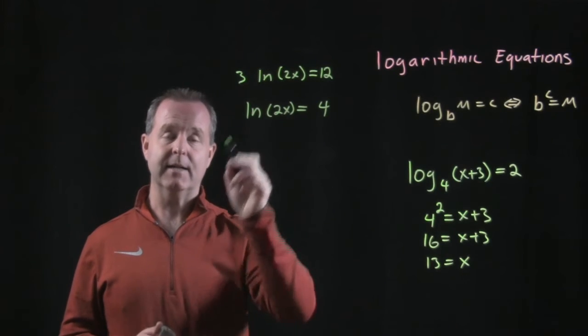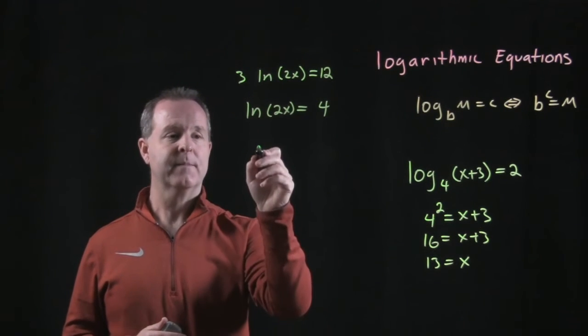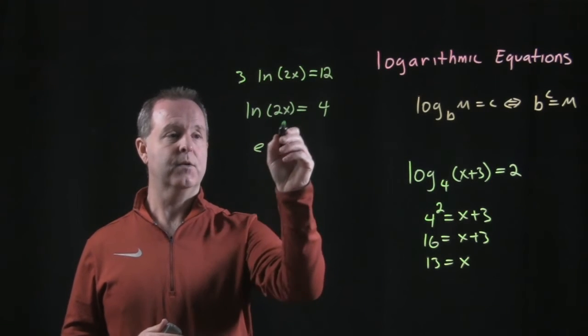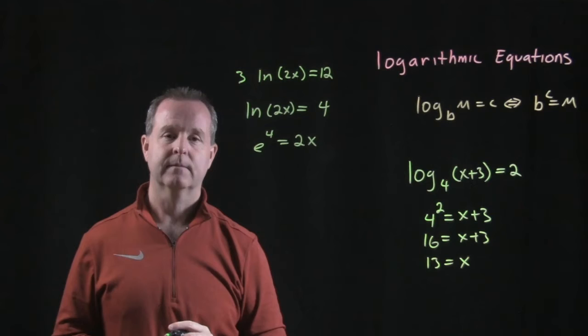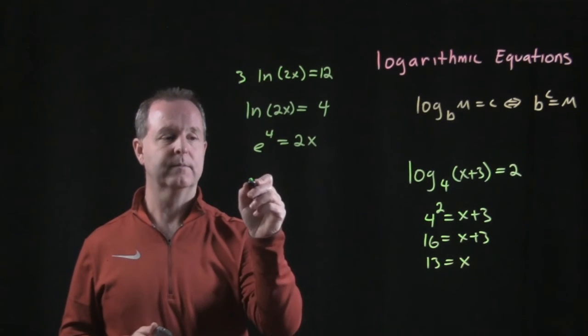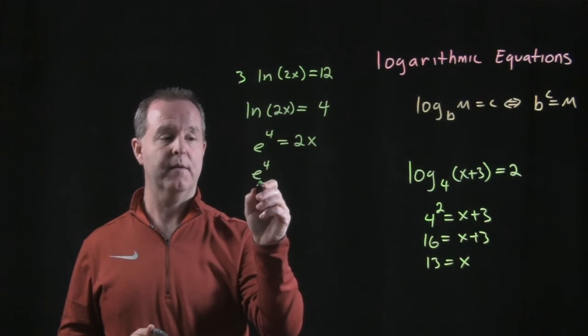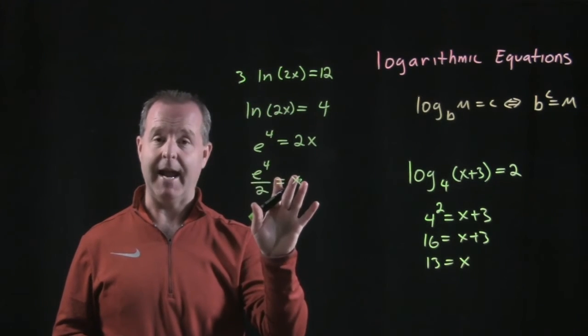Remember what the base is of a natural log? In that particular case, it was an e. So it becomes e to the 4 equals 2x. And how do we isolate the variable? Divide both sides by 2. So it's e to the 4th divided by 2 equals x. And that's my exact answer.